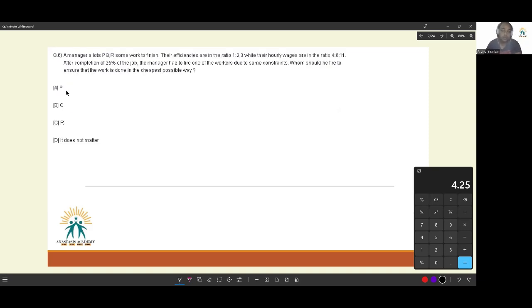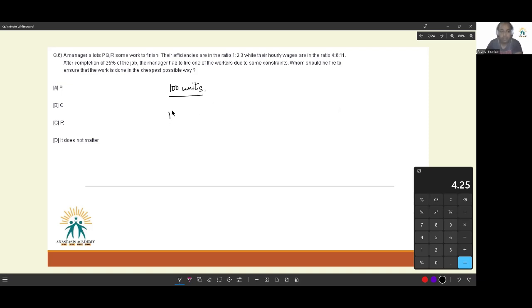Next, a manager allots P, Q, R to finish some work. Their efficiencies are in the ratio 1:2:3, while their hourly wages are in the ratio 4:6:11. After completion of 75% of the job, the manager had to fire one of the workers due to some constraints. Whom should he fire to ensure that the work is done in the cheapest way possible? Okay, simple case checking. Let's say the total work was 100 units.